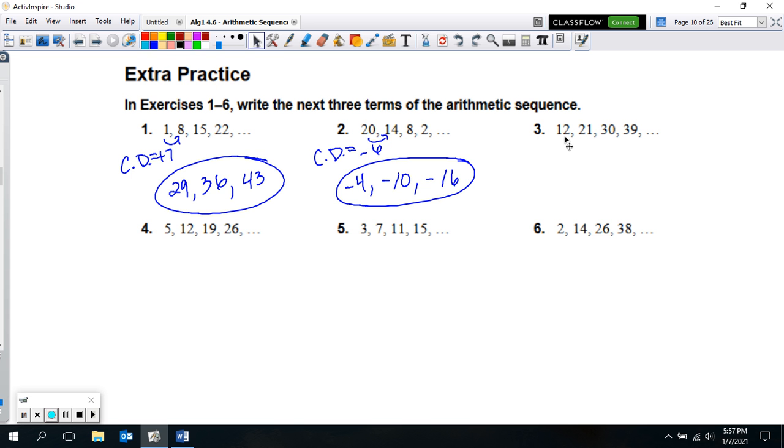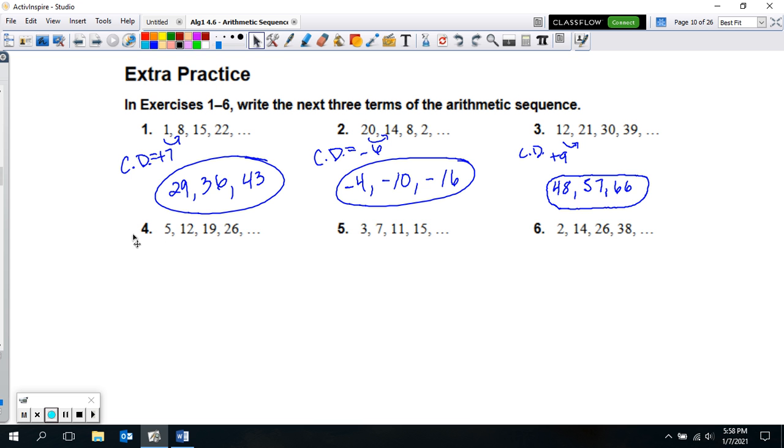As we look at number 3, we have 12, then 21, 30, 39. So our common difference there from 12 to 21 is 9. 9 plus 12 is 21. 21 plus 9 is 30. 30 plus 9 is 39, and so on. So our common difference is a positive 9 because they are going up. So our next number there is just going to add 9 to 39. That's going to give us 48. 48 plus 9 is 57. And 57 plus 9 is 66. There's the next three numbers in that sequence.